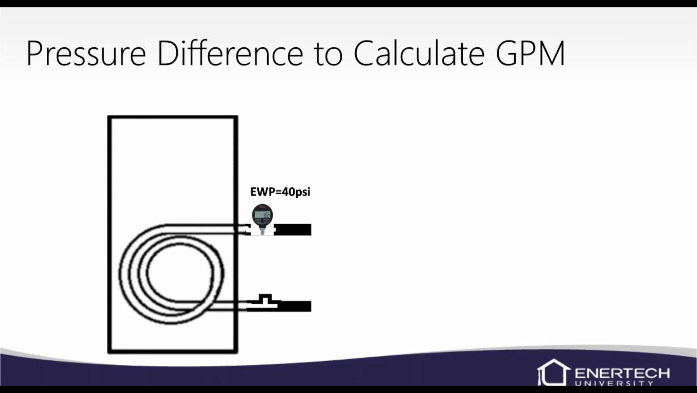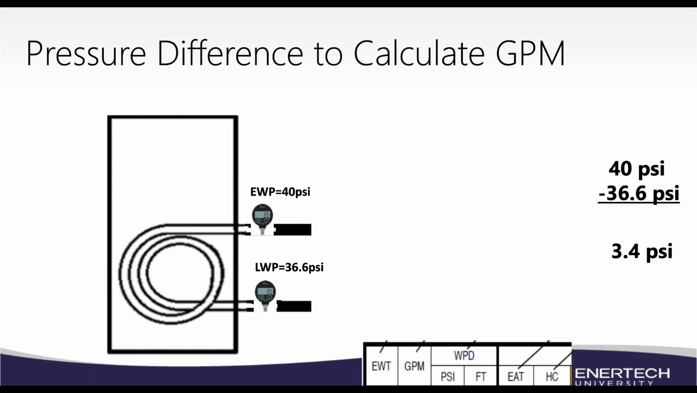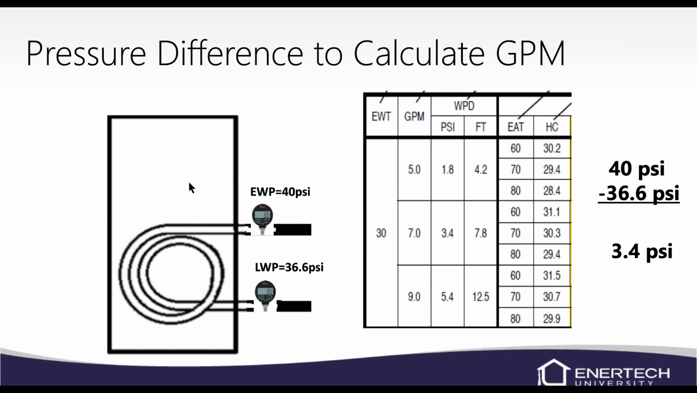Again, for pressure difference, you take pressure in, pressure out, and do the math. Here we got a 3.4 pound pressure drop. If we look in our chart at 30 degree entering water temperature, the 3.4 would equal our 7 GPM. That would be the minimum flow rate on a closed loop system.